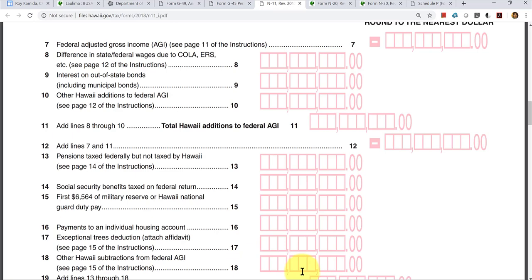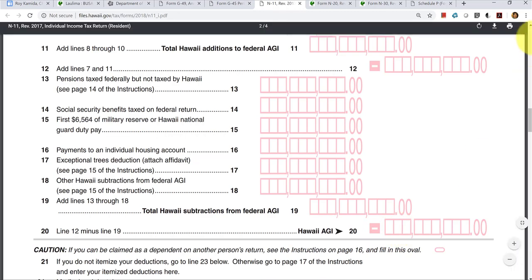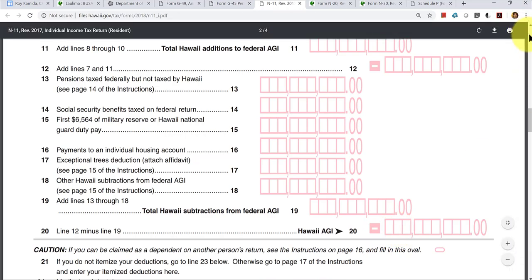Or recently, the entertainment expense was eliminated on federal returns, but Hawaii still allows you, at least for now, a 50% deduction for that. So that would be subtracted again over here, reducing your Hawaii AGI number. Okay, so this is the individual return for a Hawaii resident.